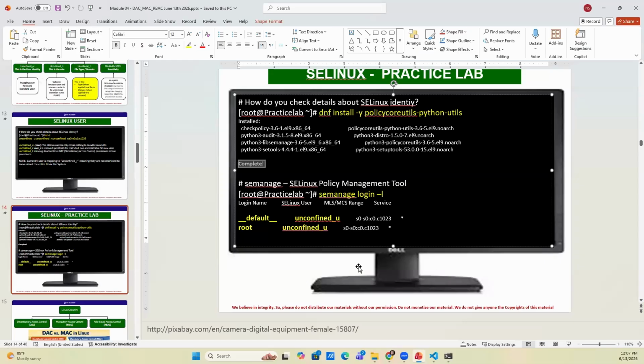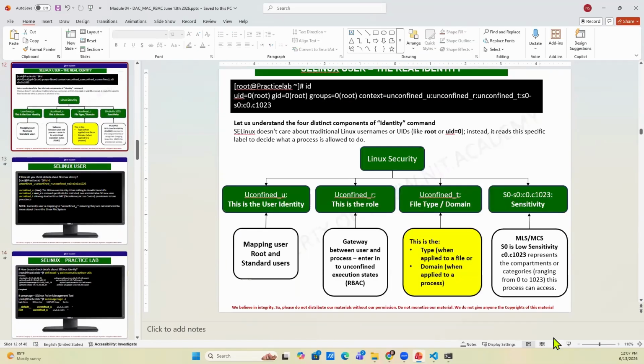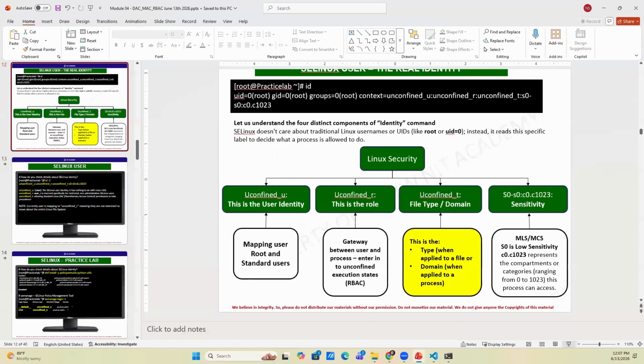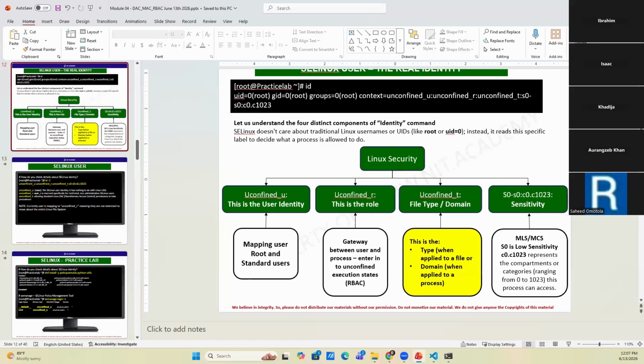Now, what is this number that we were looking at? MLS, MCS. This is sensitivity. The compartments or the categories ranging from 0 to 1023, these are the processes that can be accessed. Okay. So what we're trying to say here is, let's come back up here a bit. One second. So number one, when we look at this mapping user, what is this?